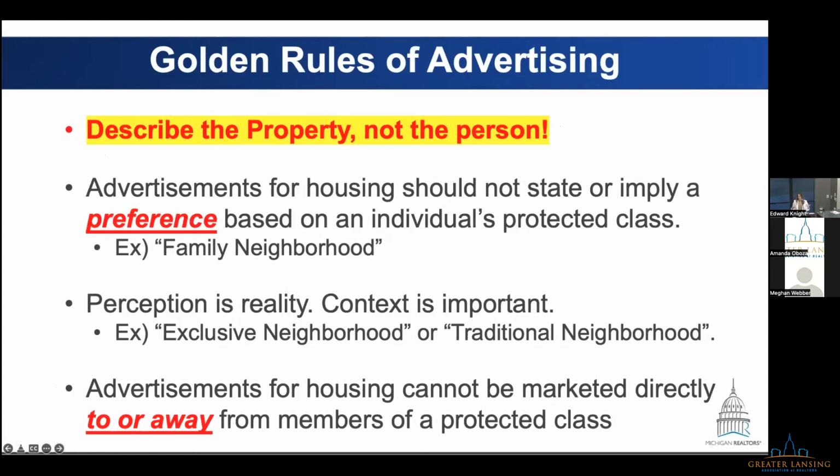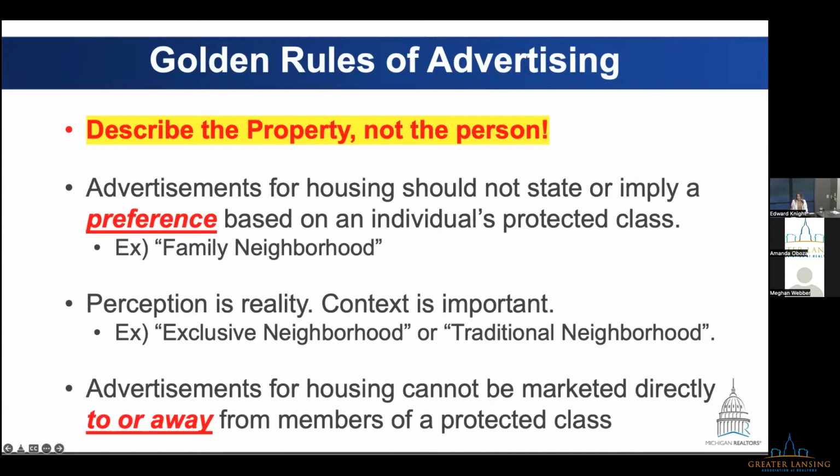The first golden rule, and there's a reason that this one is in red, highlighted, and bolded. It's, in my opinion, one of the most important ones, and you'll probably get tired of hearing me say this phrase throughout the next hour, but it is to just describe the property, don't describe the person. This is probably the most important rule to keep in mind when we're talking about trying to keep our advertisements compliant with fair housing law.